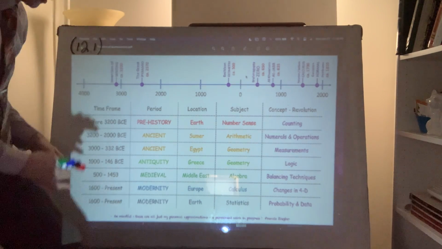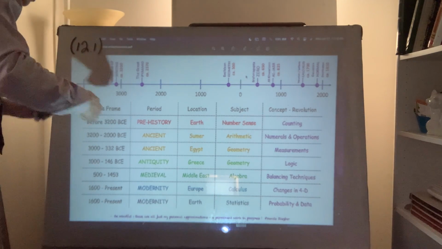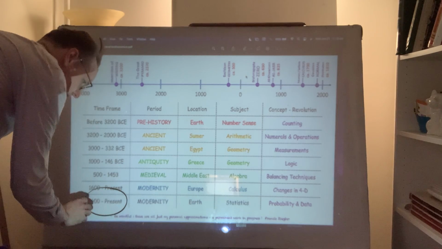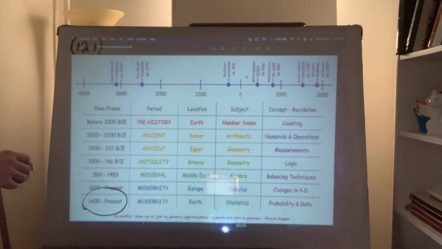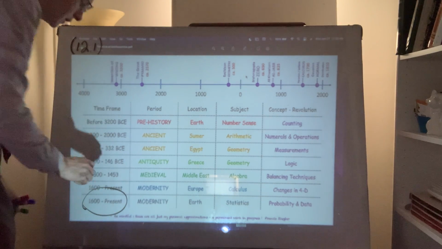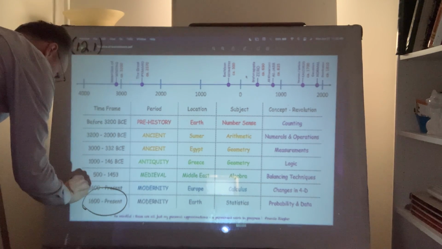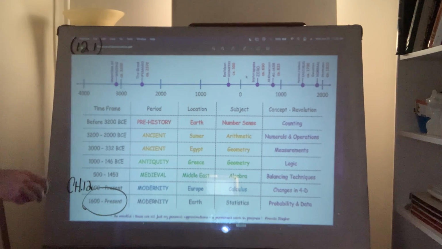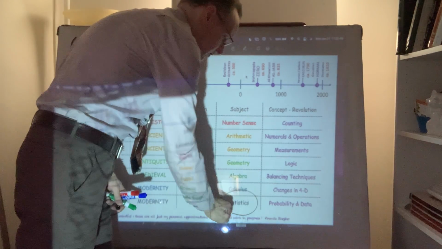And where we are now is basically here. The type of math that primarily originates from about 1600 forward. So this is where chapter 12 is. And we're covering statistics.